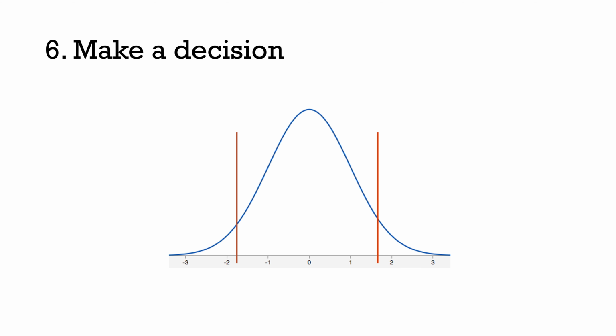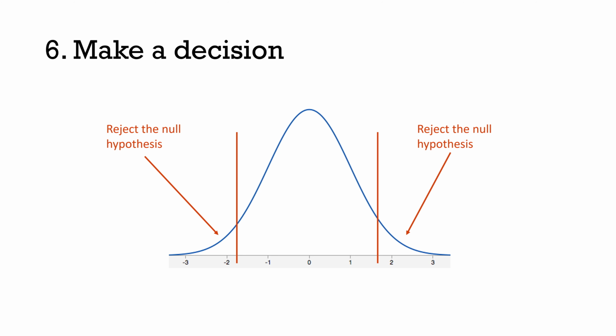And our last step, make a decision. If we go back to our sampling distribution with the critical values marked, if the test statistic falls beyond the critical value, for a two-tailed test, this would mean that it would fall in the left or right tail, we reject the null hypothesis. In these cases, the results are statistically significant and there is evidence of a difference in the population.